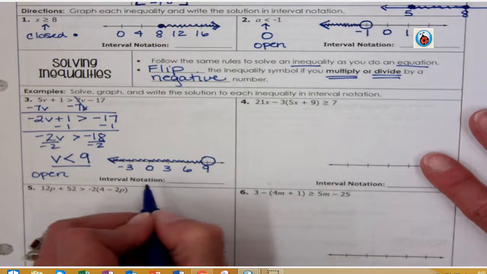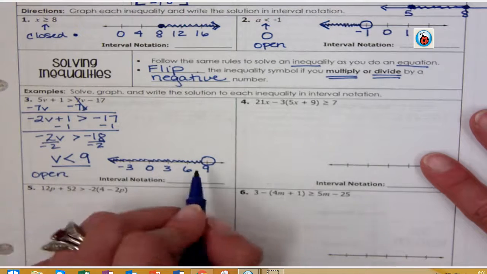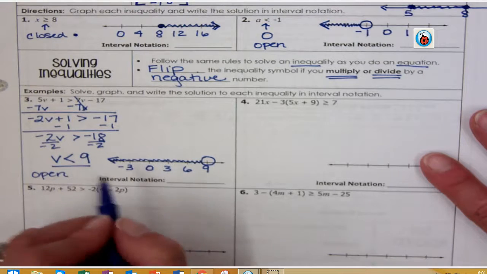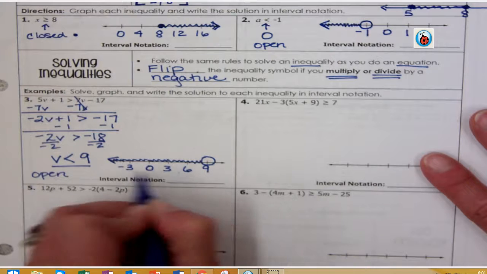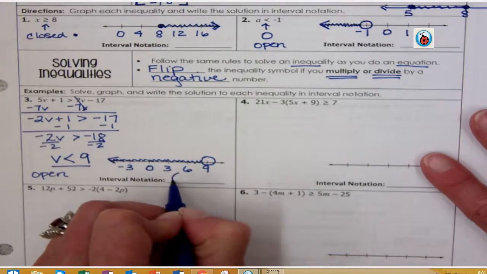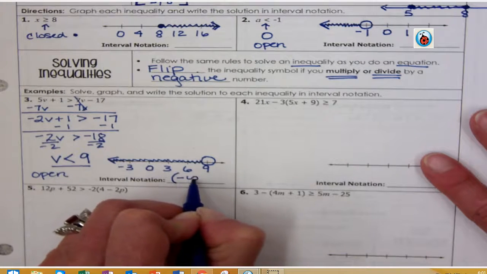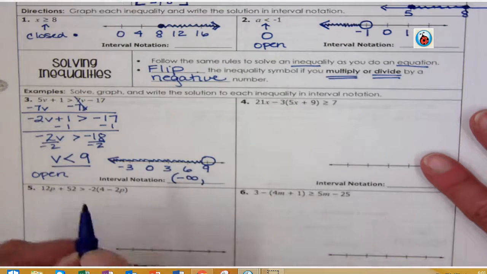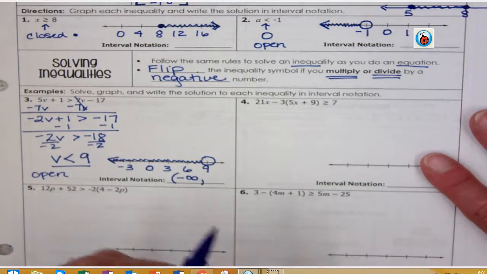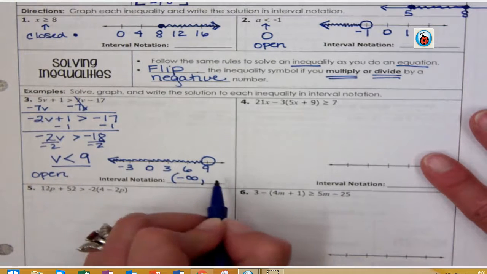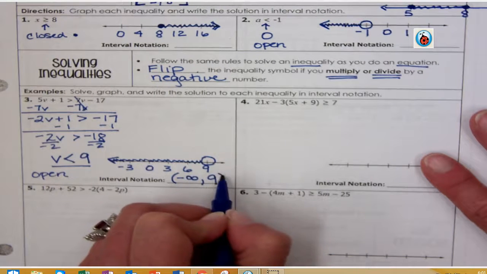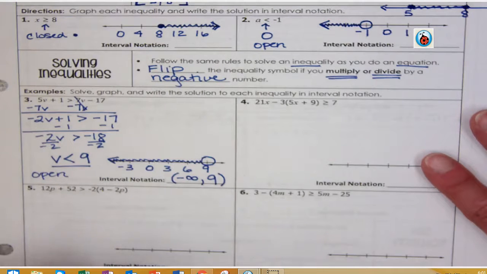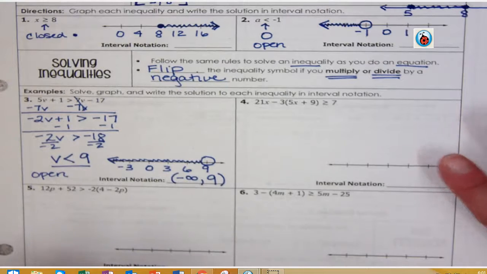My interval notation, since it's an open dot, it's not included, we're going to use parentheses. So we're going to basically say the smallest number that it can go to would be negative infinity. Right? It can go on and on and on to negative infinity. But it's got to stop at 9. And we're not including the number 9.